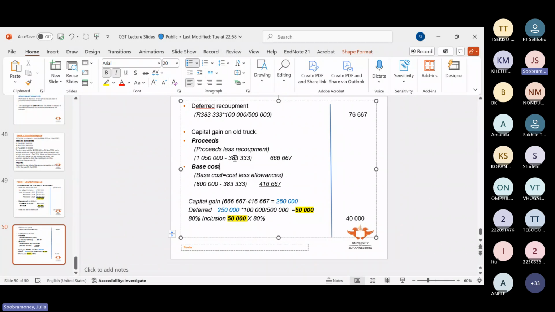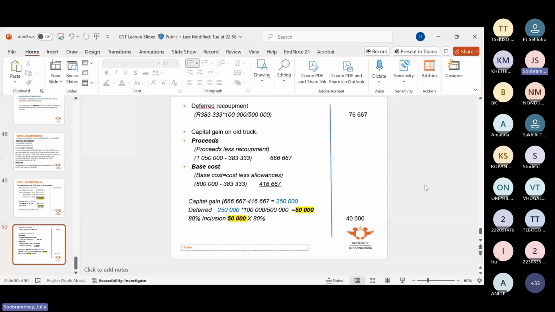666,667, my base cost is going to equal to my cost price less all my allowances. So basically my base cost is actually equal to my tax value here. So where did I get this 383,333? I got it from all these allowances here.